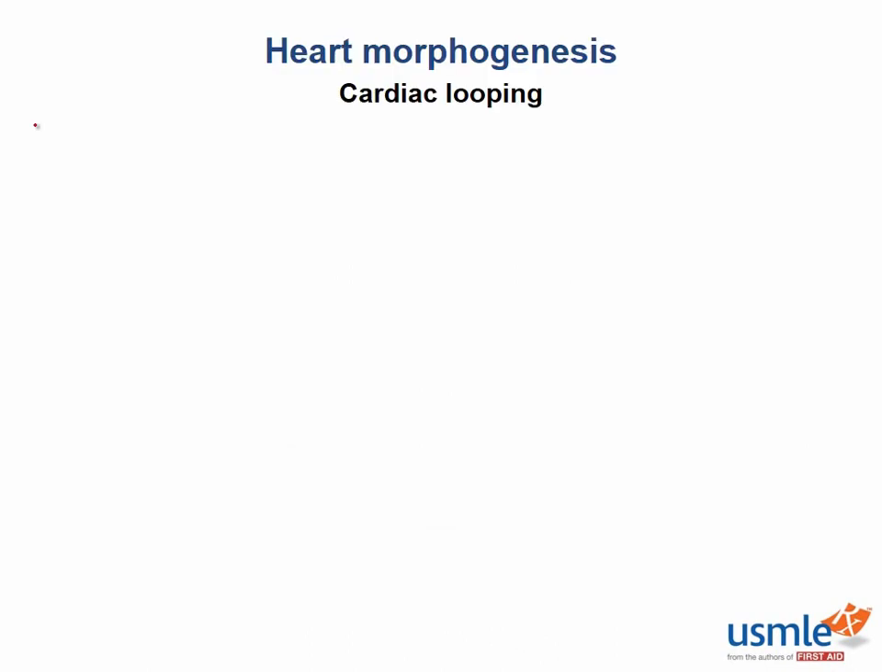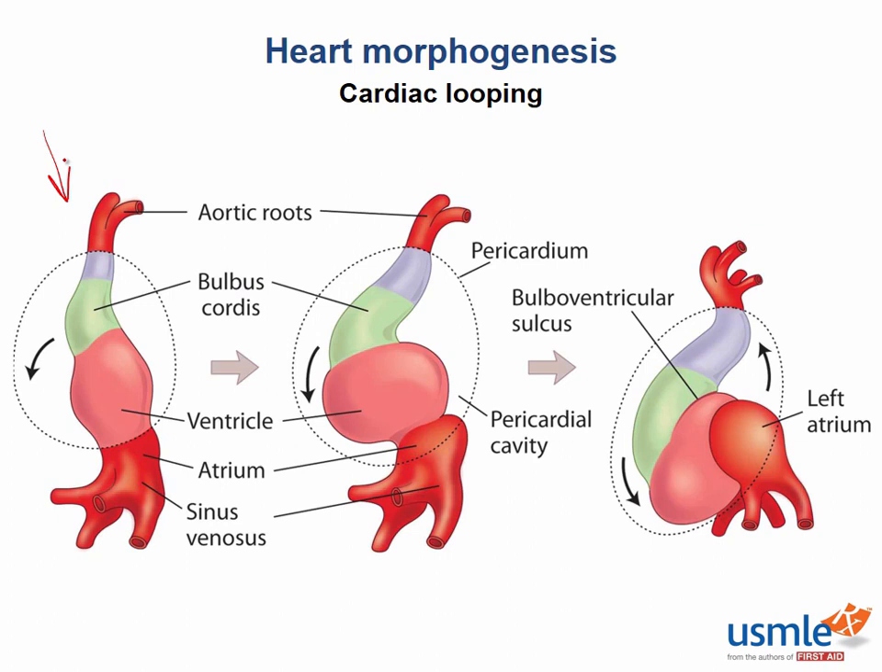Alright, now let's take a look at heart development, or heart morphogenesis, and in particular, cardiac looping. The heart begins as a simple tube, lined with endothelial cells and myoblasts, and is the first functional organ within the embryo, and it starts beating at about the 4th week.